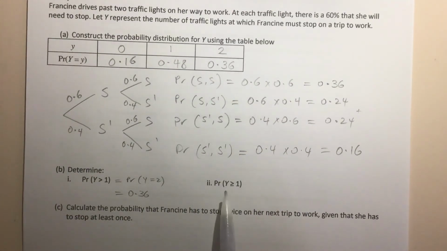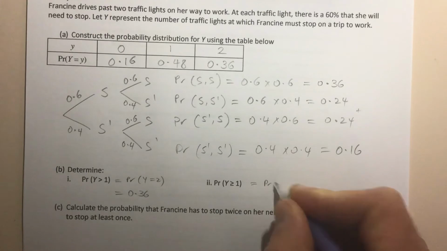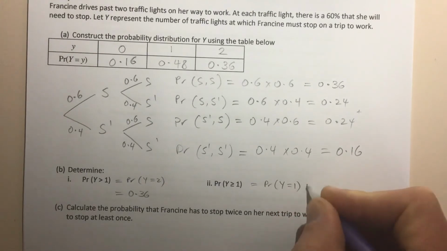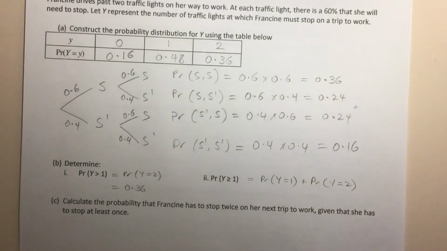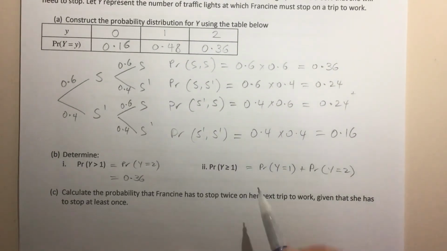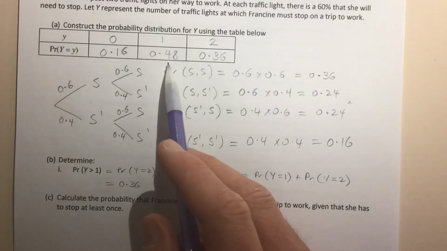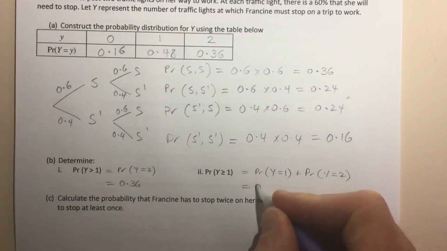This one here, the probability that Y is greater than or equal to 1, well, that just means the probability that she has to stop once or more. And again, in this example, that's the probability that she has to stop once, or the probability that she has to stop twice, and she obviously can't stop any more times than that, so they're the 2 things that we've actually got to add together. So 0.48 plus 0.36 gives us 0.84.